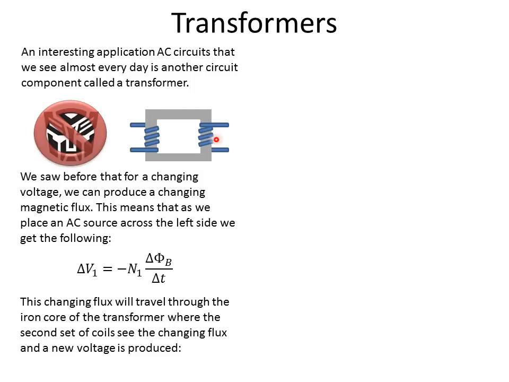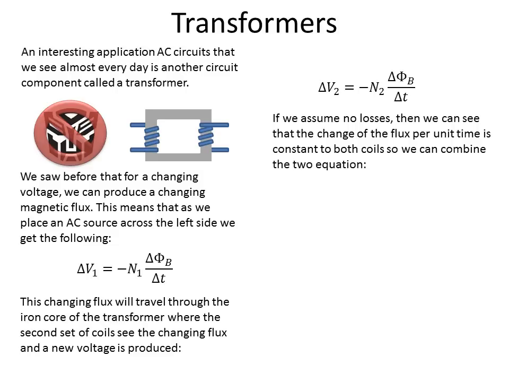So this flux is going to travel along through the core to the other side. It's going to get picked up by the other set of coils. And that other set of coils is going to obey a similar principle. It says that if we have a changing flux in a certain amount of time, it's going to see a change in its voltage. And again, it's going to be proportional to the number of coils. So if we combine the two equations and we assume no losses, which is an assumption, it's not actually true for most transformers, but for a perfect transformer we're going to assume no losses, we'll see that this term, the change of flux Δφ_B over Δt, is going to be the same in both equations. So we can solve the two and combine the two together.